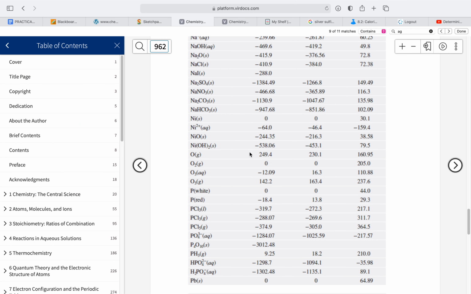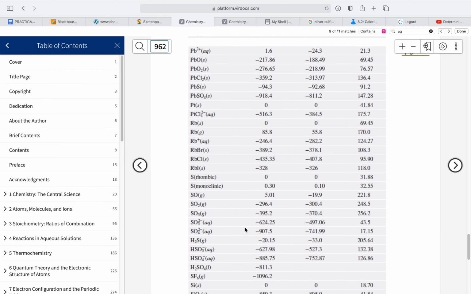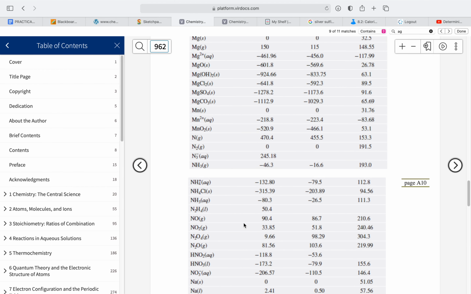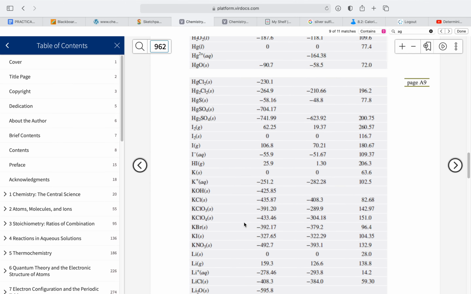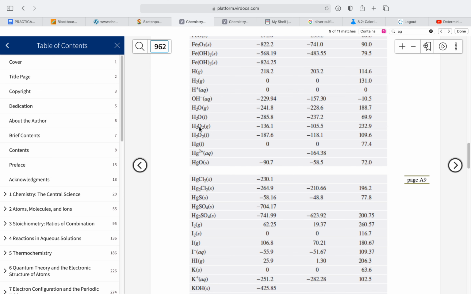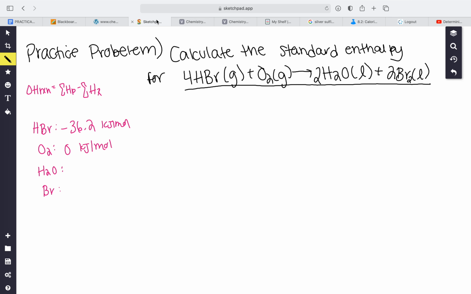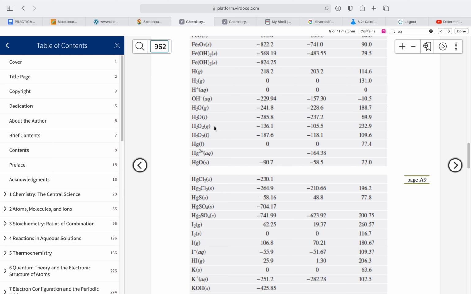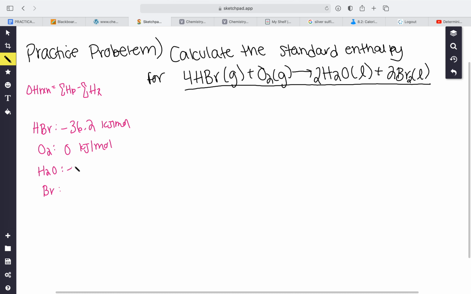H2O, good old water. Where would water be? Not here yet. Oh, that's peroxide. Oh, water, let's go. That's high. Let's see if it's a gas or a liquid. It is a liquid. So liquid water is negative 285.8 kilojoules per mole. I'm going to check back to make sure that I wrote that down right. Okay, I did. Good.